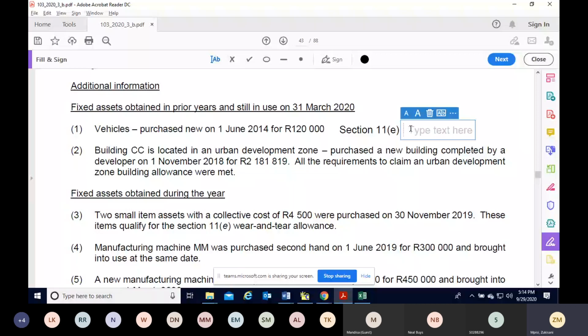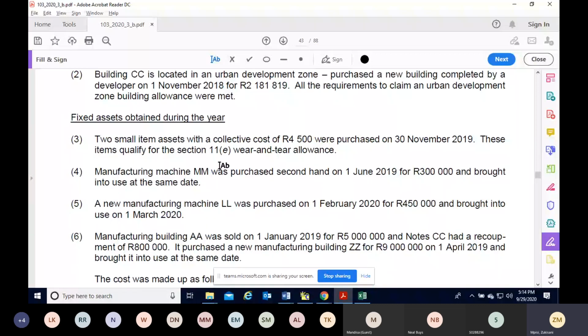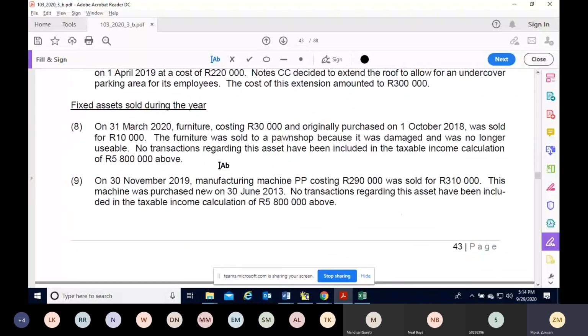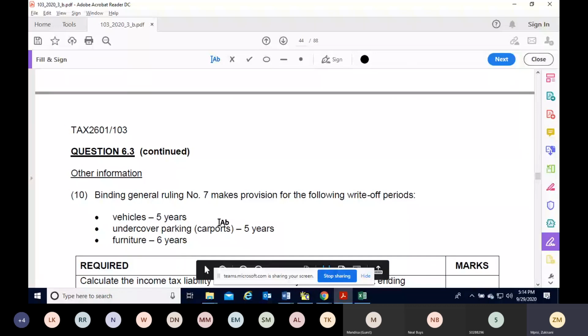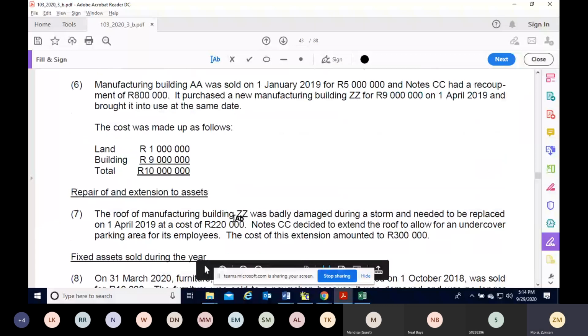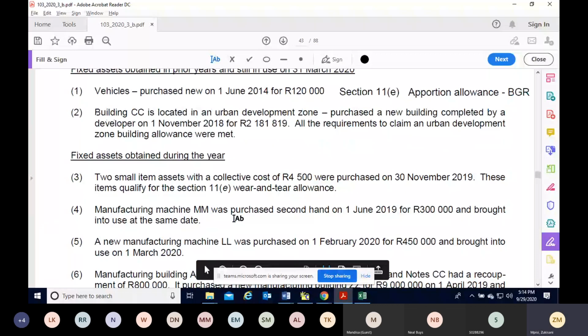Thank you. So what does Section 11E entail? It says you have got to apportion the allowance, and we have to look at where we can get information about the binding general ruling. So we have got to read more information about it. Urban development zone will be fine, so we can do everything one by one. So here's the binding general ruling information. It gives you vehicles: it's 5 years. So we can immediately apply the 5 years.